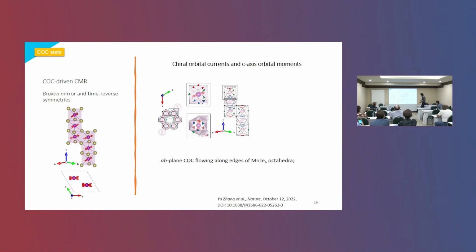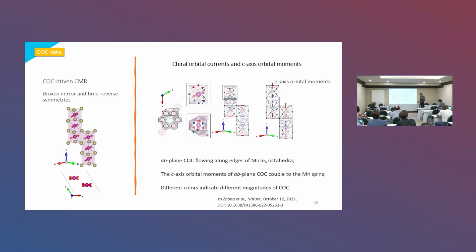So these are the loop currents that we proposed. It has a lot of details here. You can see that all these arrows indicate the currents, which run along the edges of the manganese tellurium octahedra. The most dominant loop currents in this case are in the AB plane, flowing along the edges of the manganese tellurium octahedra. We use different colors, red, blue and purple, to indicate the different sites of the loop current and the different magnitudes of currents.